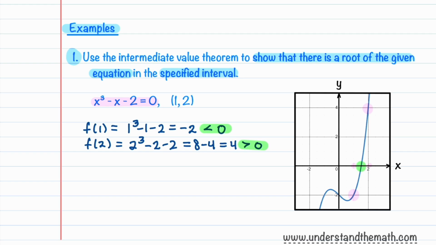tells us that there has to be a number c such that f(c) is equal to 0, because our function has to take on every value between -2 and 4, and 0 lies between -2 and 4. So by showing that f(1) is less than 0 and f(2) is greater than 0, we've basically shown that the intermediate value theorem will guarantee that we have a root between 1 and 2.